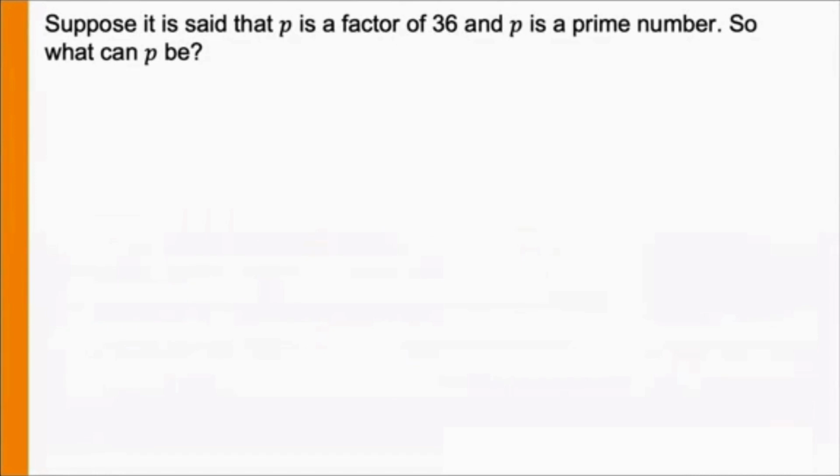Now, suppose it is said that P is a factor of 36 and P is a prime number. So what can P be? We know that it can be either 2 or 3 because we have seen that 2 and 3 are the only prime factors of 36.